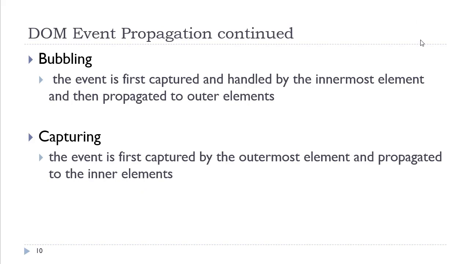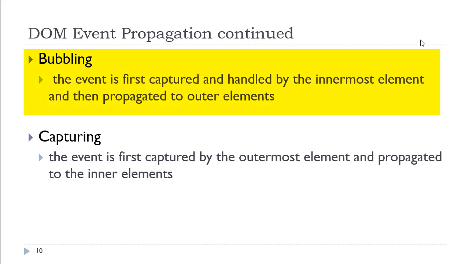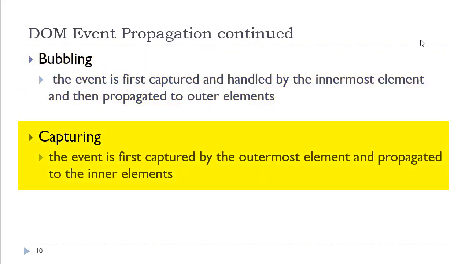There are two different ways in which these events can be propagated. The first is by what is called bubbling. The second is by what's called capturing. In bubbling, the event is first captured by the innermost element and then propagated upwards to the outer elements. In capturing, the event starts at the outermost elements and works its way down to the inner element that was first the recipient of that event.